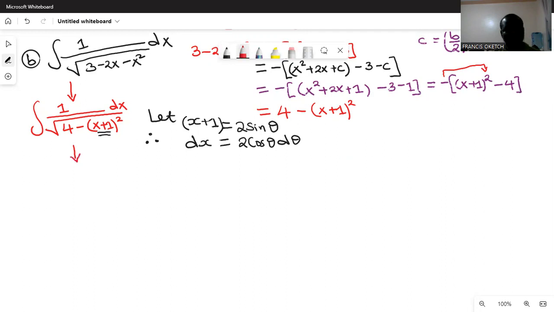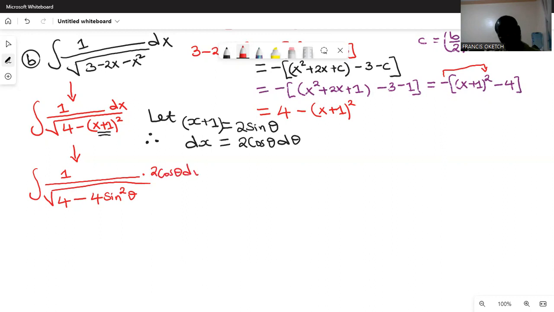Let us substitute them here. So our problem will now be the integral of 1 over the square root of 4 minus, now we square x plus 1. x plus 1, when you square, you get 4 sine squared theta. Then there was dx. dx, we have said that should be 2 cos theta d theta.